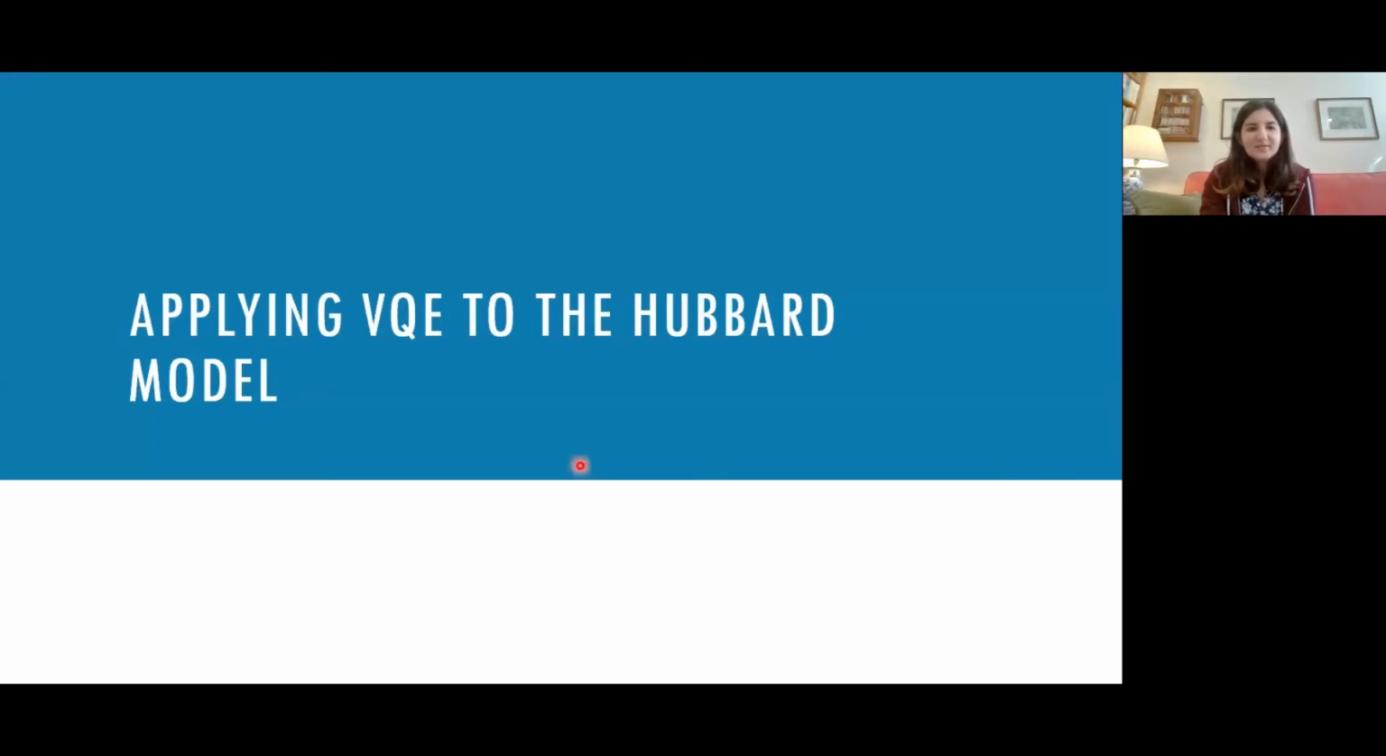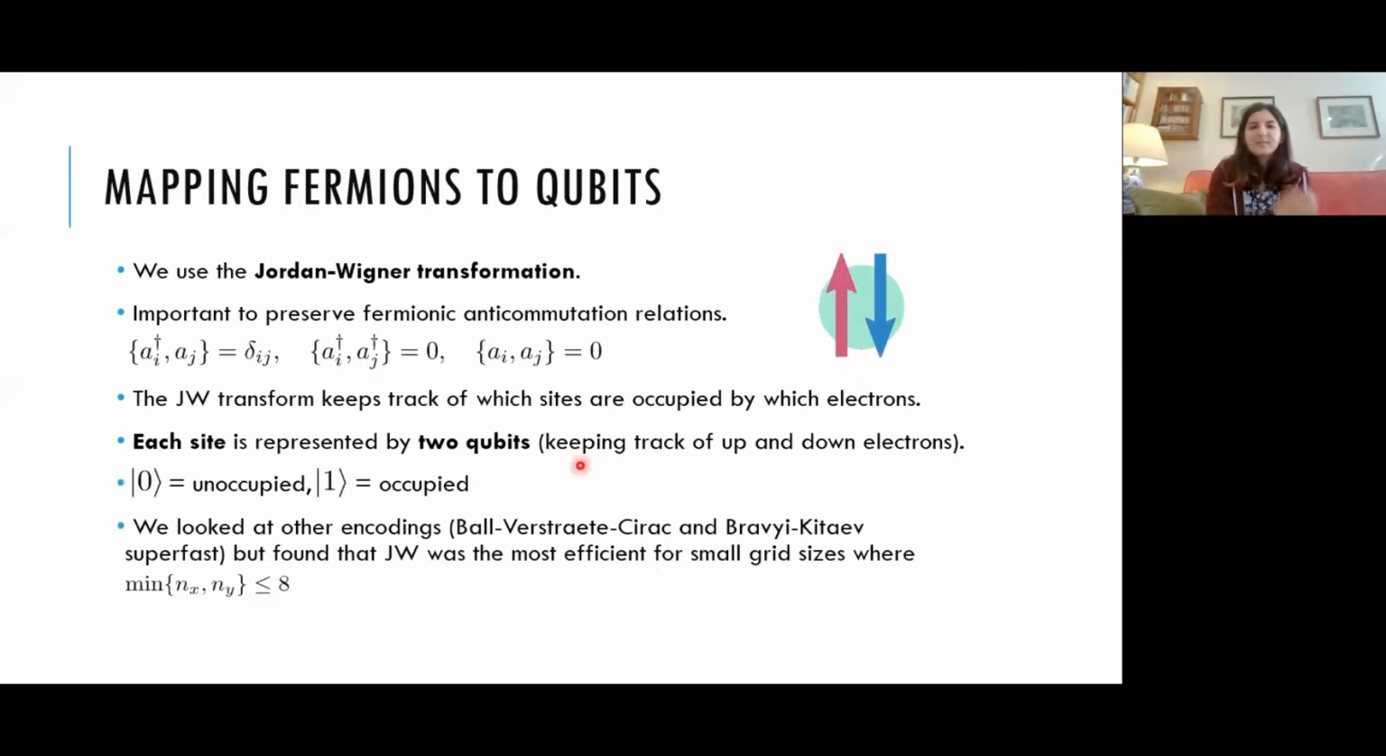Okay, good. So how do we actually go about applying VQE to the Hubbard model? The first ingredient was the fermion to qubit mapping. So we use the Jordan-Wigner transformation. These transformations all preserve the fermionic anti-commutation relations. The Jordan-Wigner basically keeps track of which sites are occupied by which electrons. Each site is represented by 2 qubits, because you can have 2 different fermions on that site. One of the qubits keeps track of the up electrons, and the other qubit keeps track of the down electrons. The state is 0 if it's unoccupied and 1 if it's occupied by a fermion.